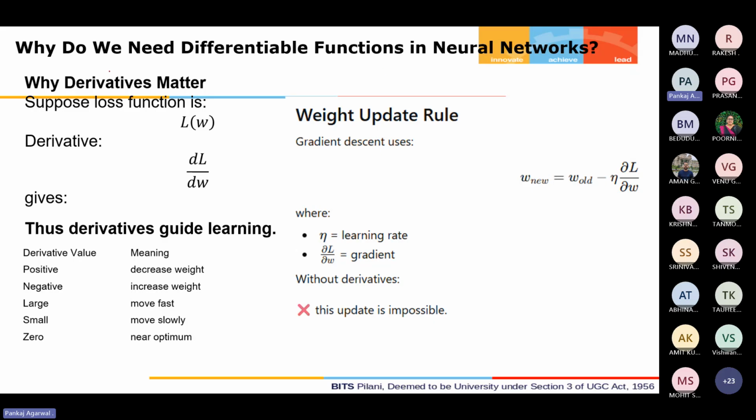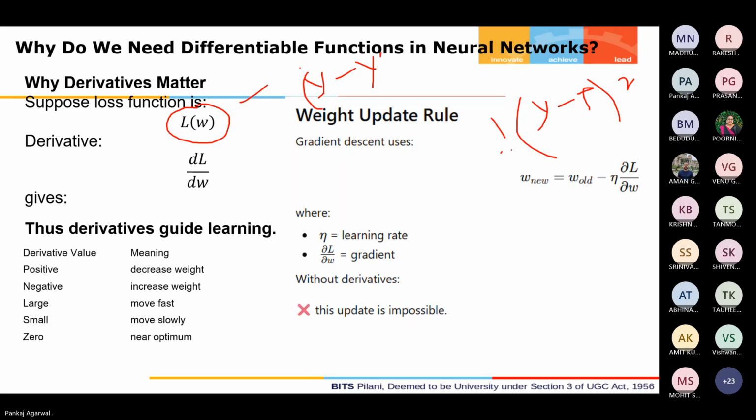This is the little bit of understanding I can give you at this stage, why derivative would matter, right? Suppose there's a loss function L(W). Suppose I defined one of the loss functions like this, if you remember, with a square. This was one of the error functions I gave you, right? This is one kind of loss function.